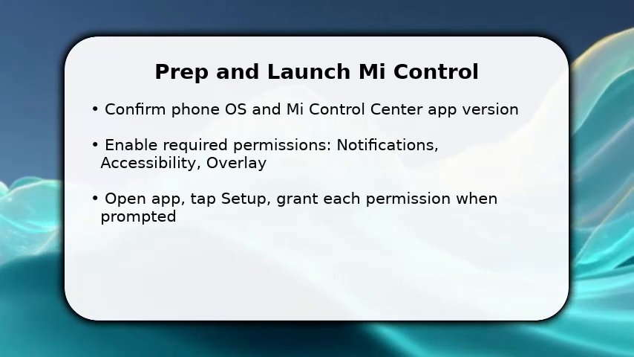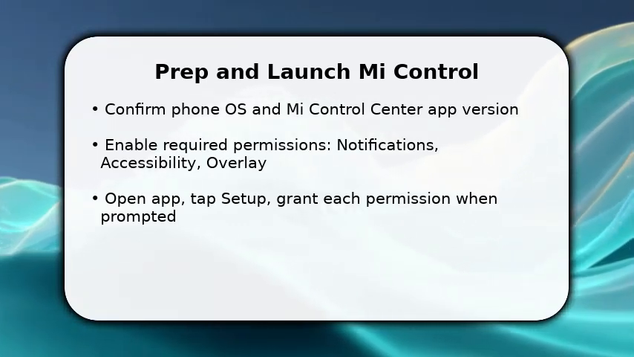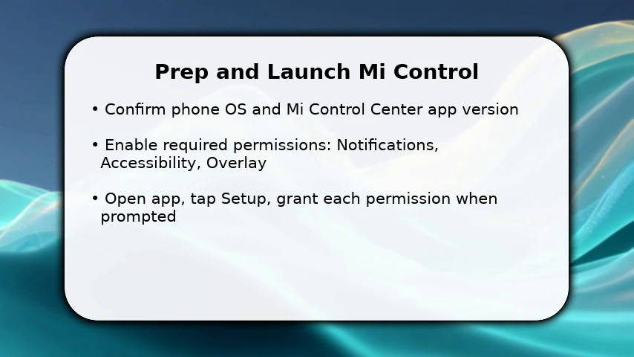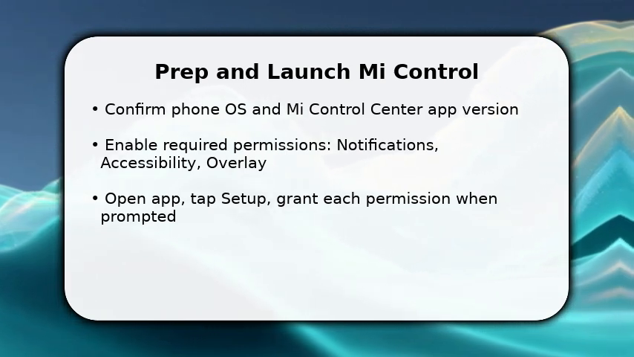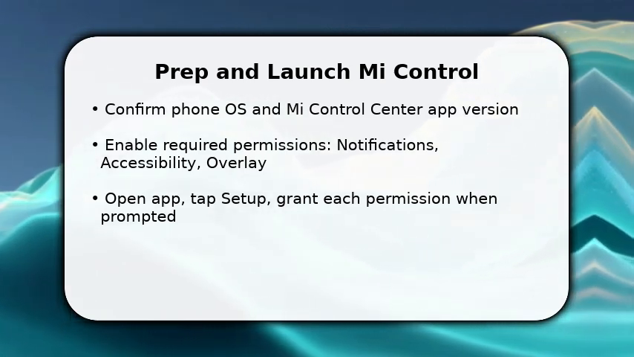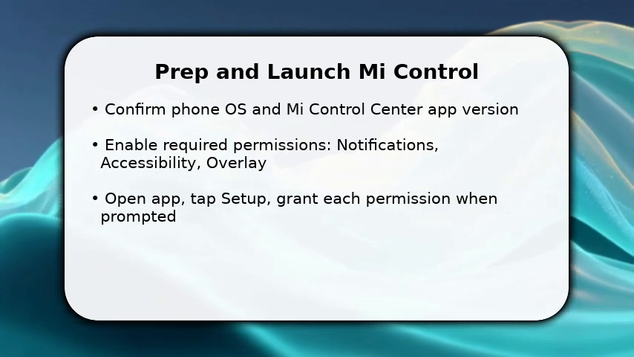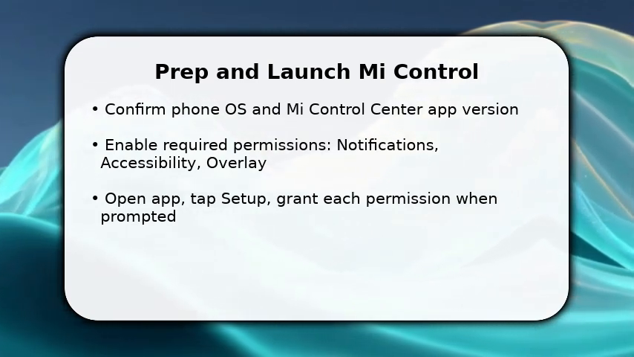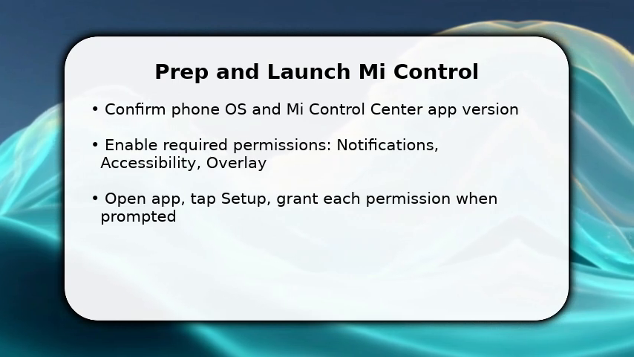You start by preparing the essentials. Check your phone and the My Control Center app version so features behave predictably. Once done, grant notifications, accessibility, and overlay permissions. These let the center capture controls and draw over other apps.